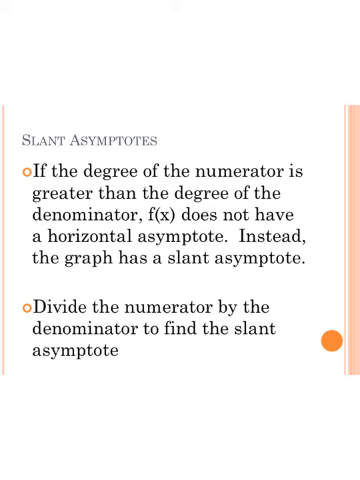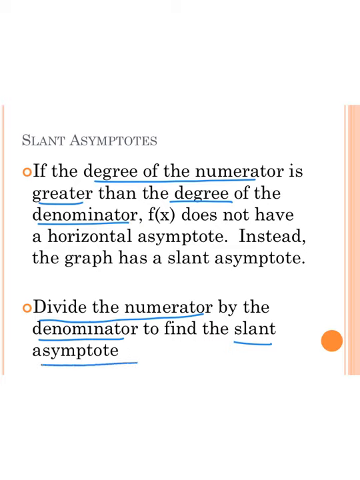All right, if we don't have a horizontal asymptote, then we're going to have what is called a slant asymptote instead. That's going to happen if the degree of the numerator is greater than the degree of the denominator. The way we're going to find this is by doing some division. We're going to divide the denominator into the numerator, and what we're left with is going to be our slant asymptote. Now, to do this division, we're going to be doing long division.